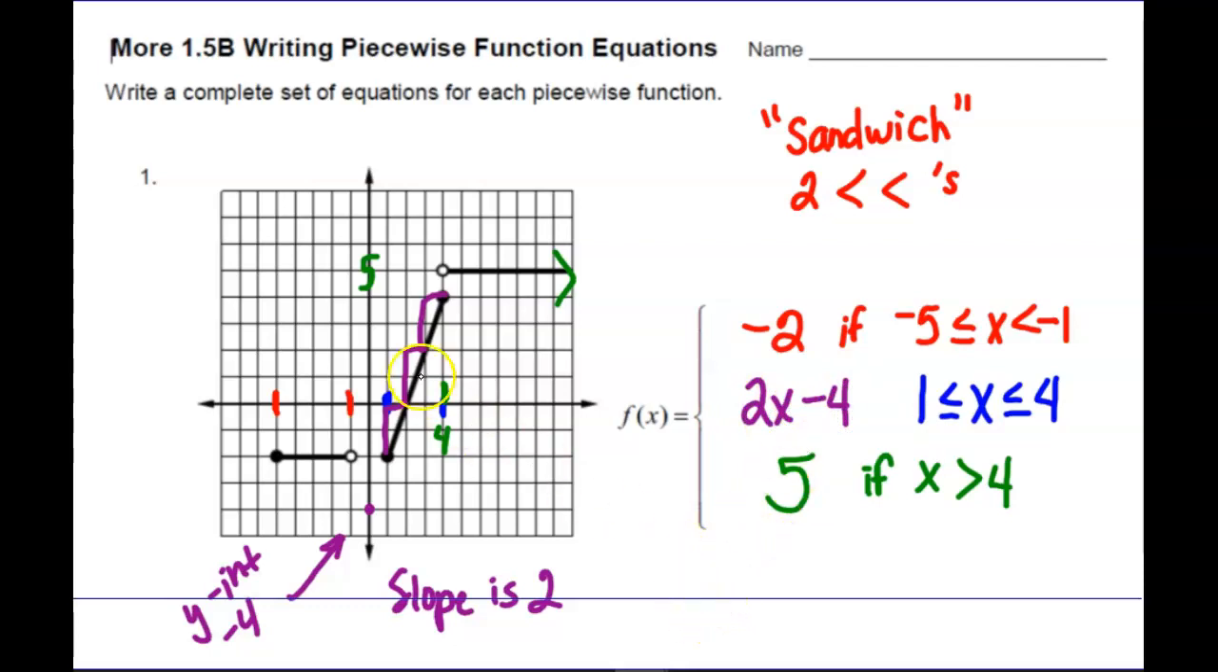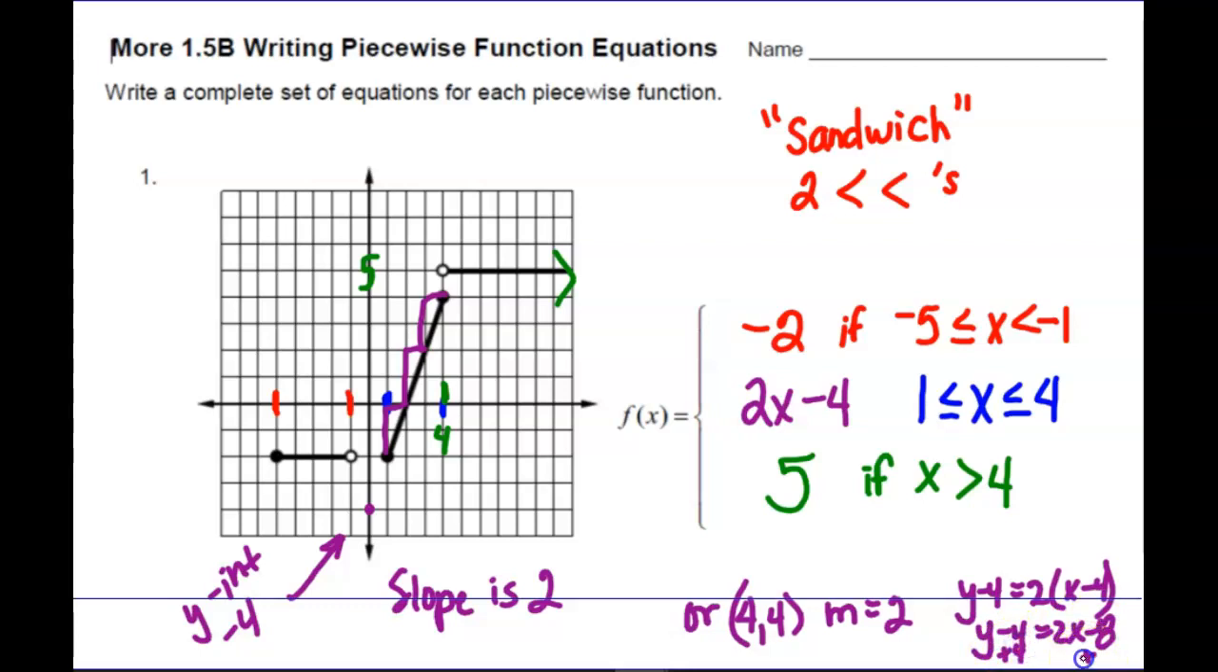Now, if I had picked a point, I'm going to use 4, 4 as my point. And I know that my slope is 2. Then I could have done y minus 4 equals 2 times x minus 4, distributed, and then added this 4 over here, and I would have got the same equation, 2x minus 4, okay?